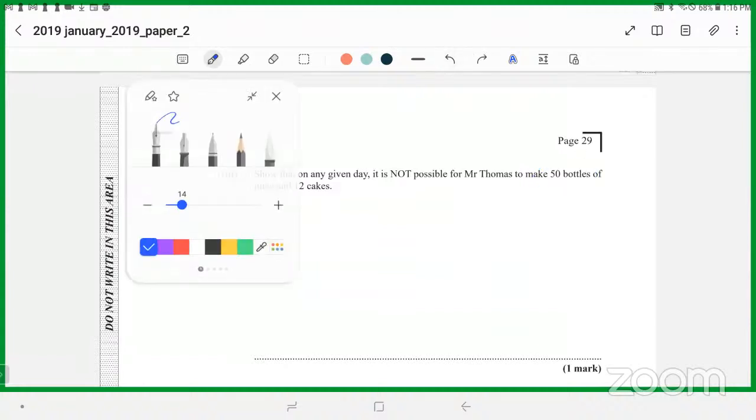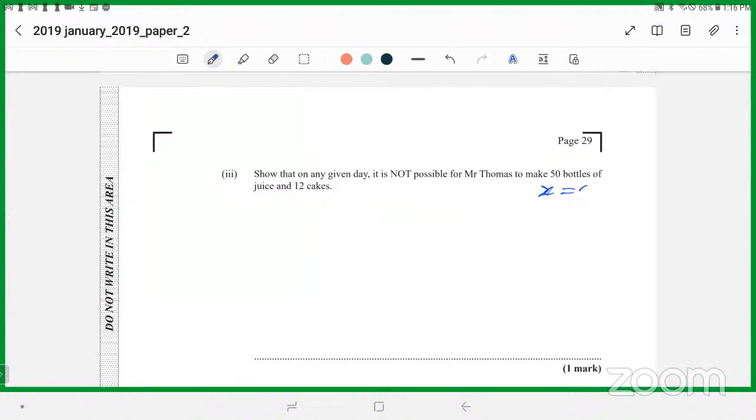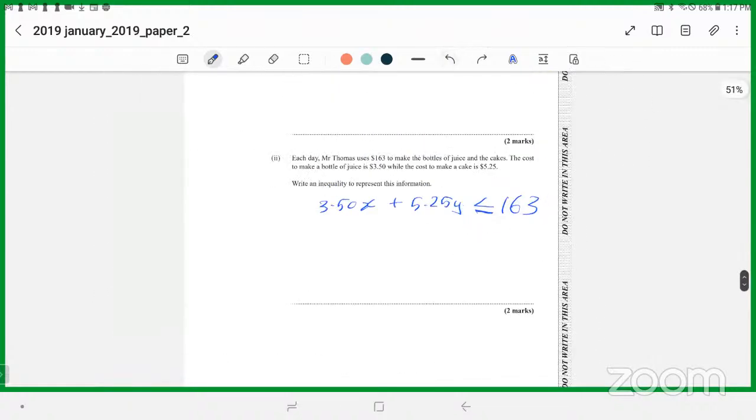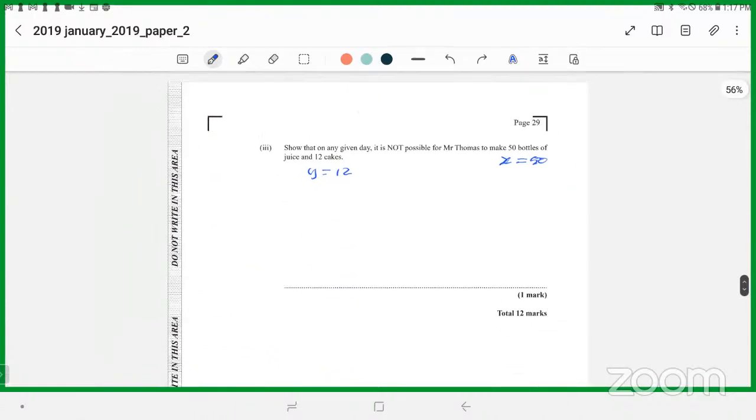Next part says, show that on any day it is not possible for him to make 50 bottles of juice, that is X equals 50, and 12 cakes, that is Y equals 12. In other words, what they're saying is you can't have these two numbers in the function. So what we're going to do is look at how much money is needed to do this. And if it goes over the 163, we can say it can't work. You understand?